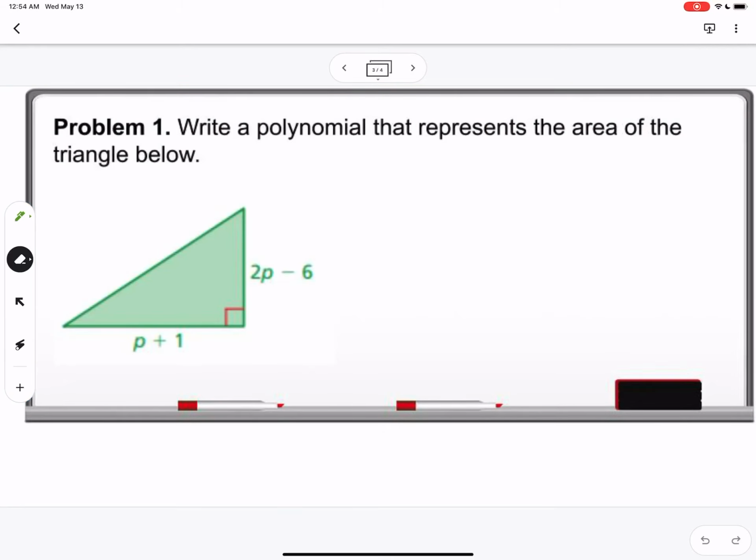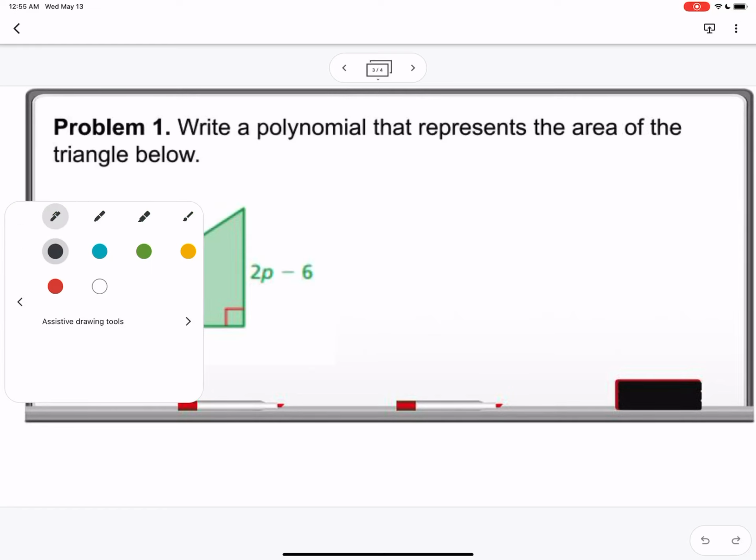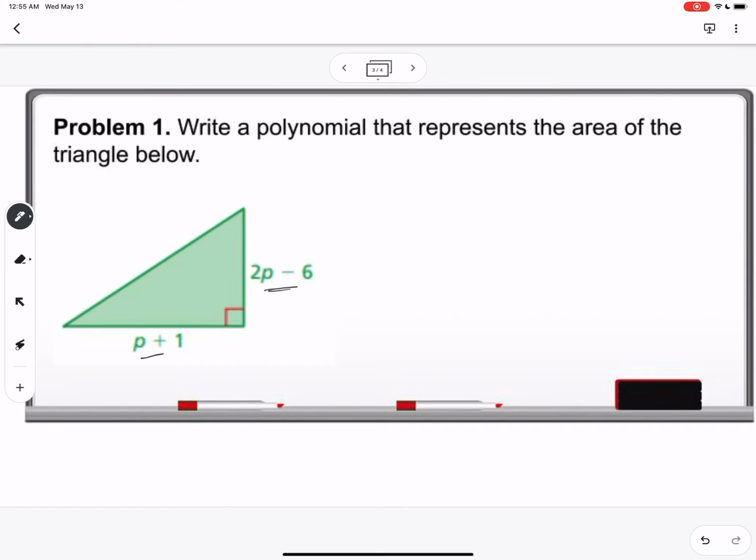Problem number 1 reads, write a polynomial that represents the area of the triangle below. So I see that I have a triangle and I am already given its dimensions. And the question is asking me to find the area. Now I know that the formula for area of a triangle is equivalent to half of base times height. So I'm going to take these dimensions and substitute it in place of b and h in this formula.